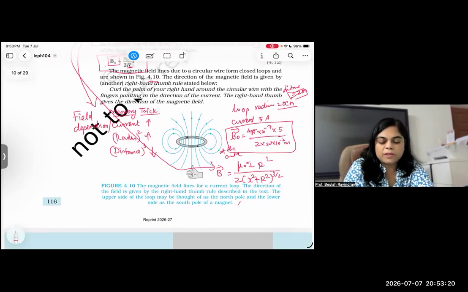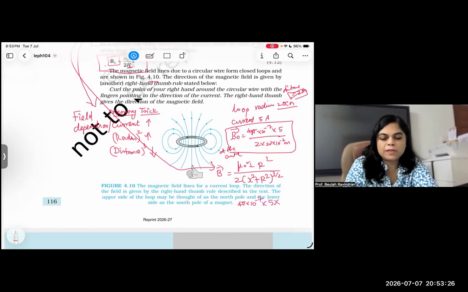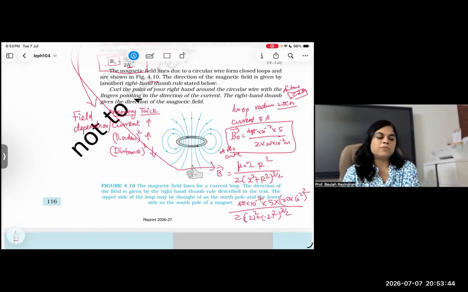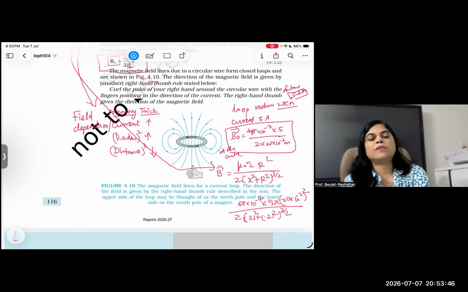Mu naught is 4 pi into 10 to the power of minus 7, and I is 5 ampere, and R is 20 centimeters, so (10 power minus 2) whole square. Then 2 into x will be 2 meter. Then this R will be 0.2 the whole square, it is 2 square. Then whole power 3 by 2 will be there. So don't forget to substitute everything and find out.